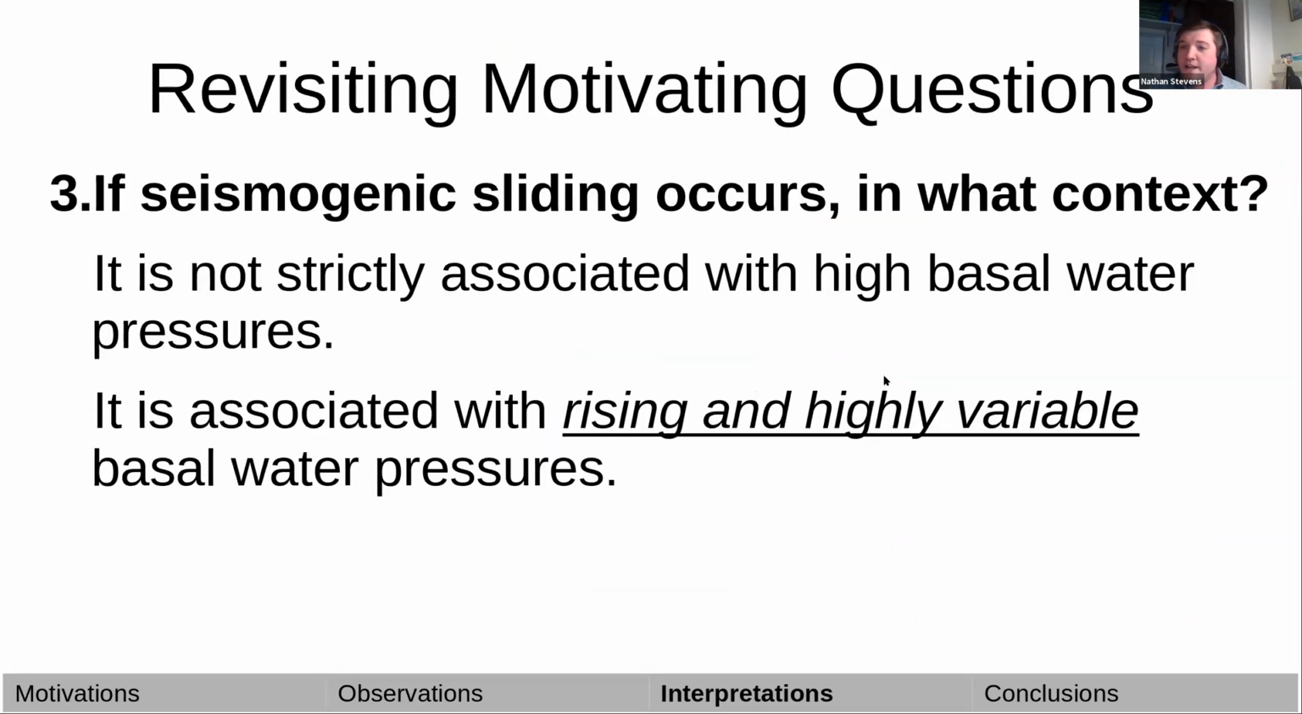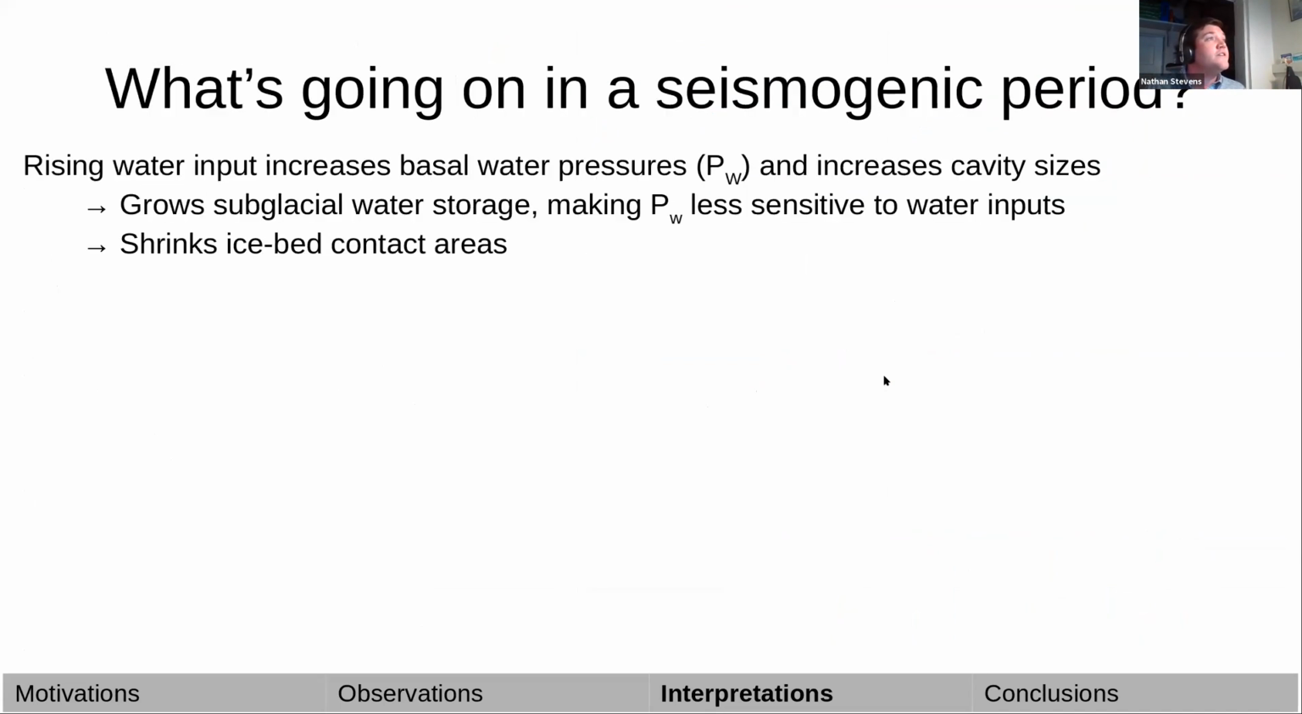So we've finally come back to our third question: if seismogenic sliding occurs, in what context? And this is one of the take-home messages I want you to have. It appears that it's not strictly associated with high basal water pressures, but instead it's associated with rising and highly variable basal water pressures. So what's going on in one of these seismogenic periods? So this is the picture that we think that we have.